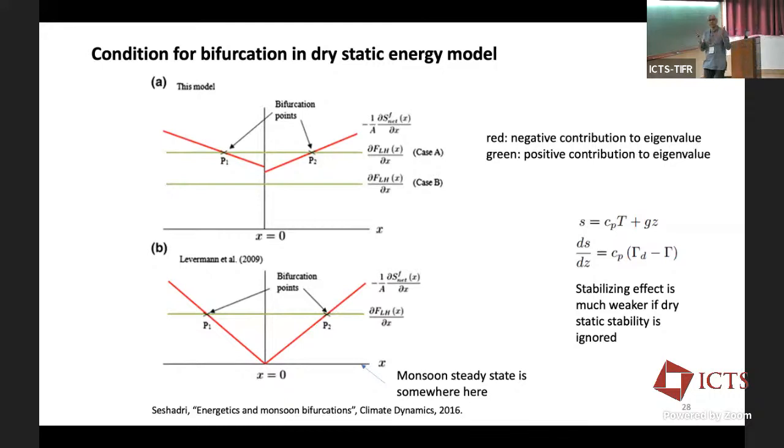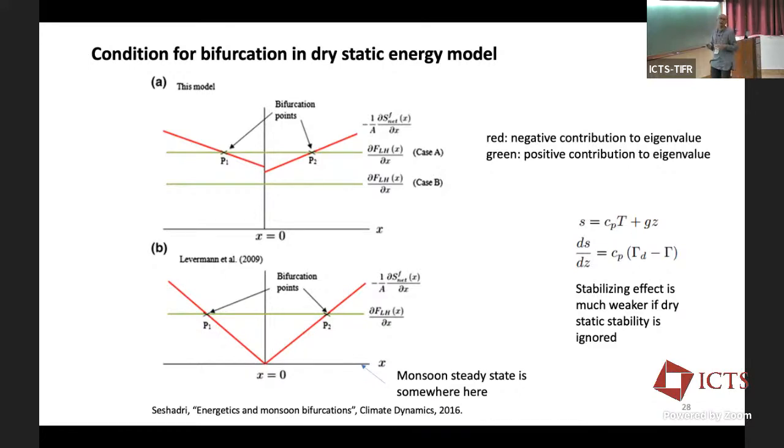In order for the steady state to be stable, the stabilizing effect, which here is the red curve, must be larger than the destabilizing effect. And so the monsoon equilibrium lives somewhere here, but that stabilizing effect vanishes because it's a quadratic term. So the slope of the quadratic term goes to 0 as you approach the origin, and so there must be a bifurcation point. But if you were to include the effect of stratification, you basically push the red curves away from the origin, and you can or cannot get a bifurcation.